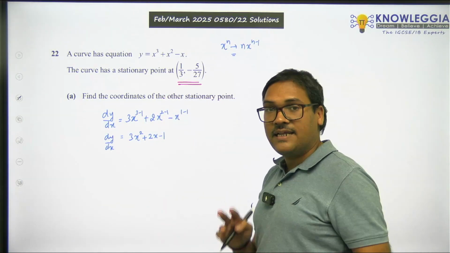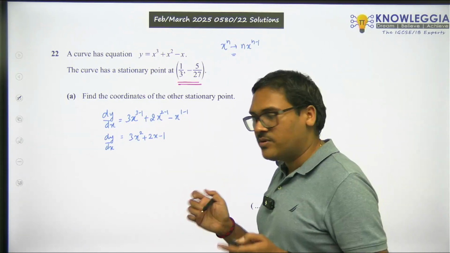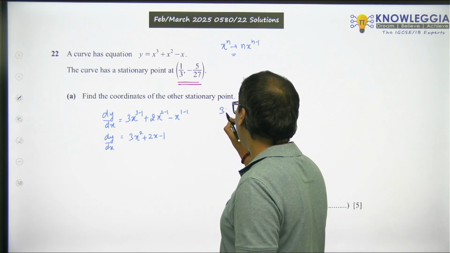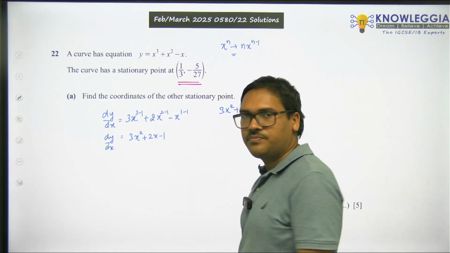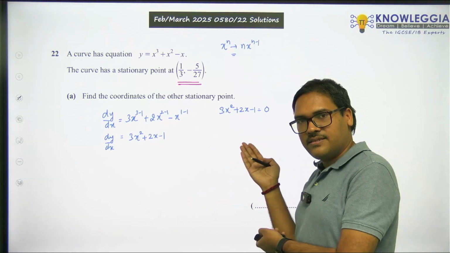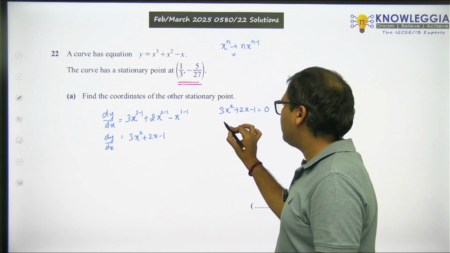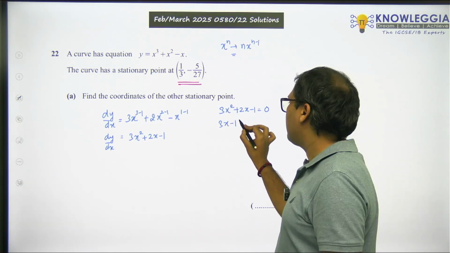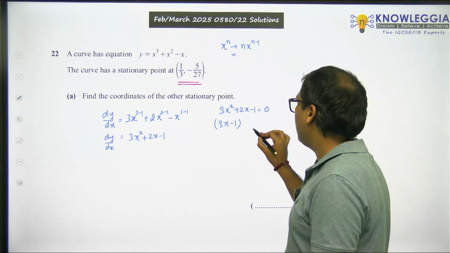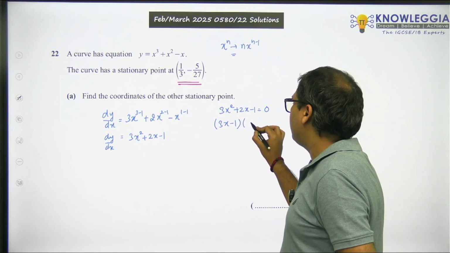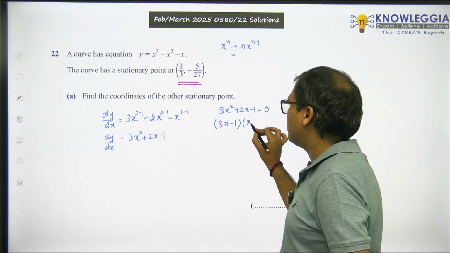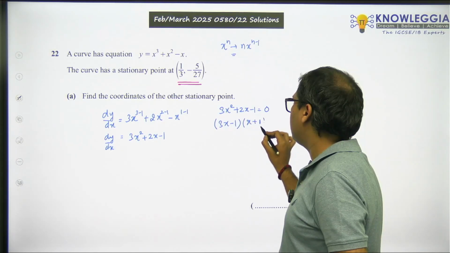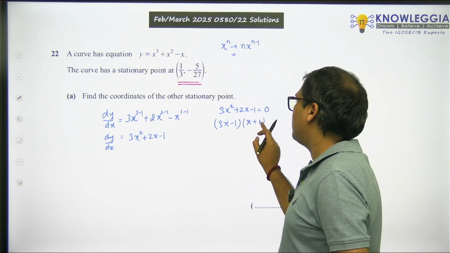Right. Now at a turning point dy by dx is equal to 0. So what we will do is make 3x square plus 2x minus 1 equal to 0. Now we will factorize this and solve this. So you can clearly see I can write this as 3x minus 1 into... you can just observe this. This is x into 3x square. I want plus 2x, so this is plus 1. You can see minus x and this 3x will give you 2x.